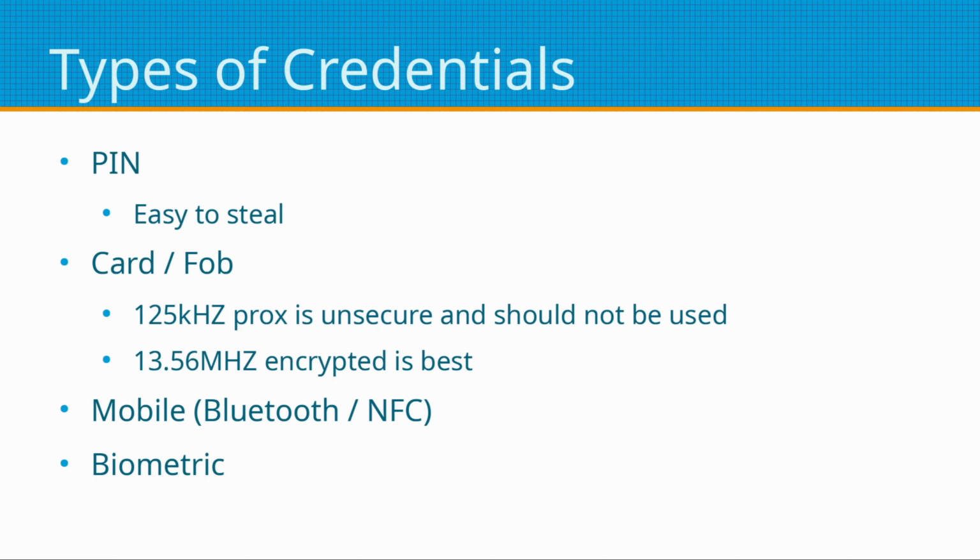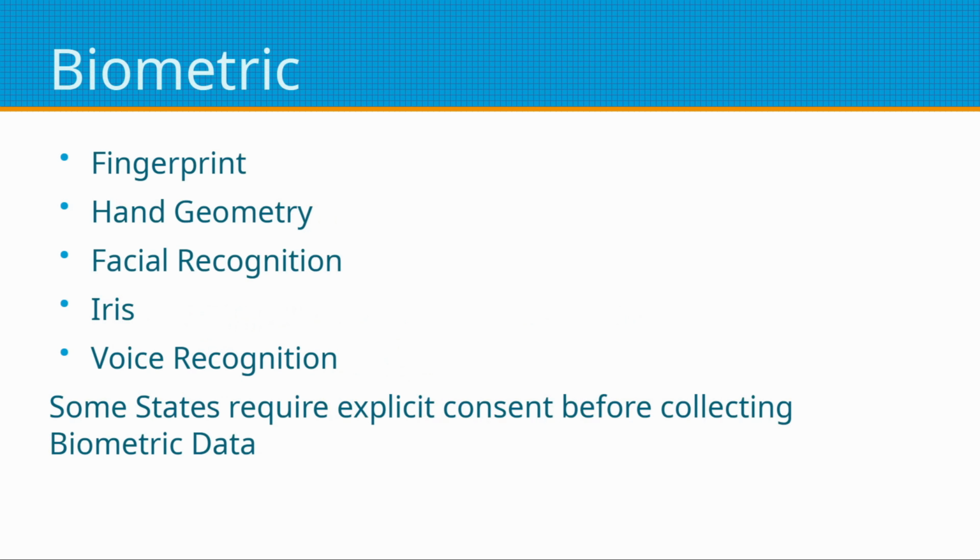You can also have mobile credentials. These come off of your phone, be it Bluetooth or near field communication. In that case, you put your phone close enough to the reader and it's going to unlock the door. And then finally, we have the biometric readers. And there are a lot of different options for biometric reading.